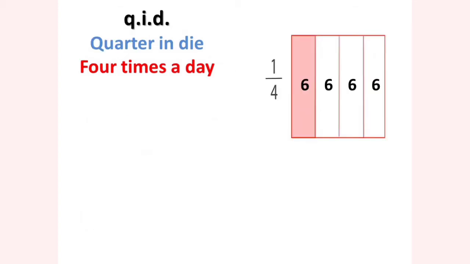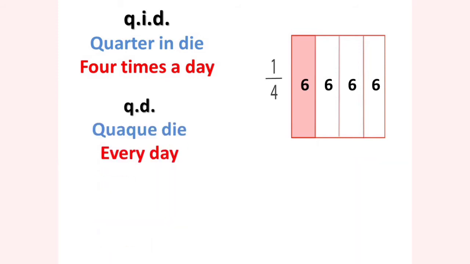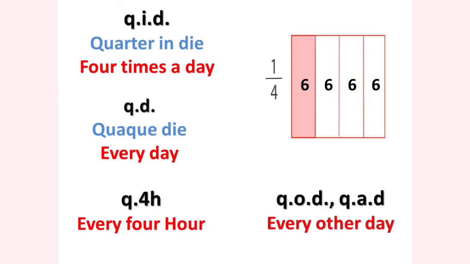Another is QID, in Latin it is known as quater in die, that is 4 times a day in the English language. You have to divide 24 hours into 4 parts, which means you have to maintain 6 hours of interval in each dose of your drug. Another is QD, which means quaque die in Latin and every day in English. Q4H, which represents every 4 hours. The drugs you have to take every 4 hours. Another is QOD or QAD, meaning every other day, which means you have to take it on alternate days.